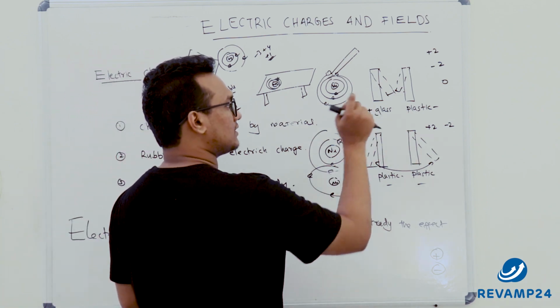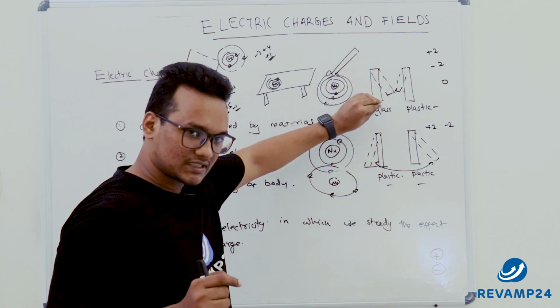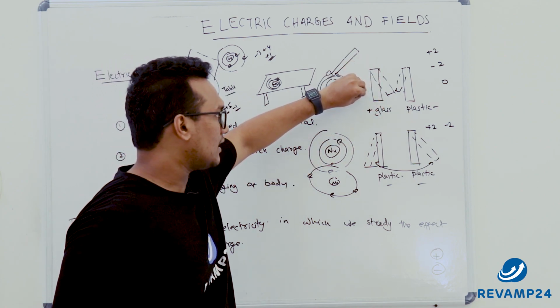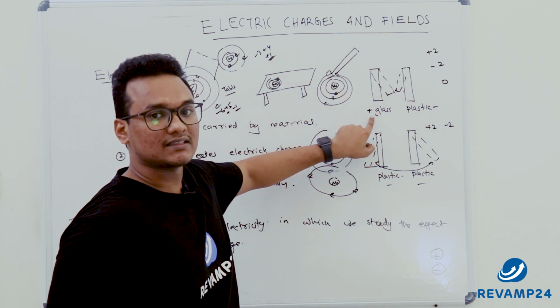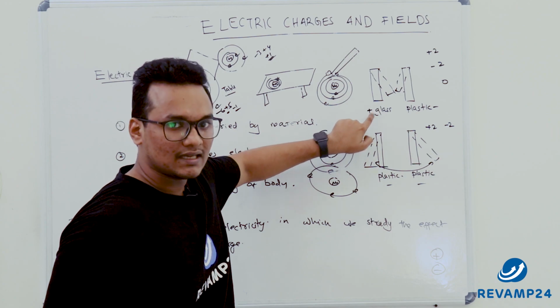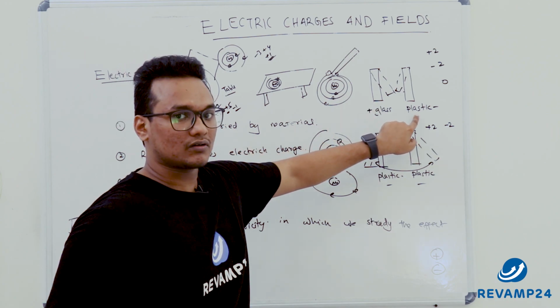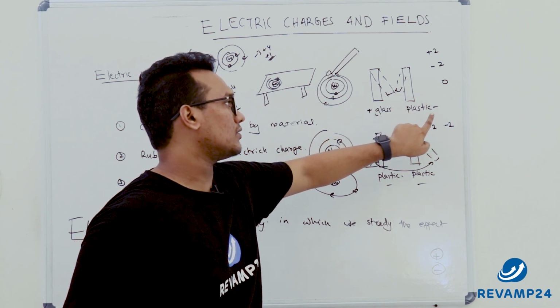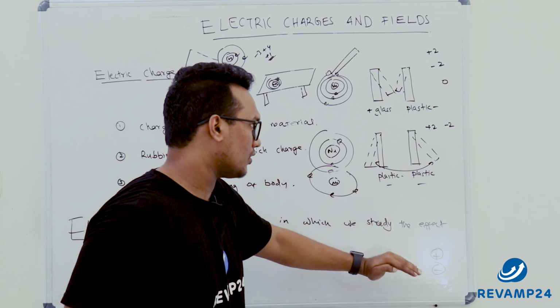Now with glass, it is positive, which means that the total number of positive charges inside the material, when we are comparing with the total number of negative charges, the negative charge is less, the number of electrons is less, and that gave it a positive charge. Here the number of electrons is more compared to the number of protons, and that gave it a negative charge. This concept is very important.